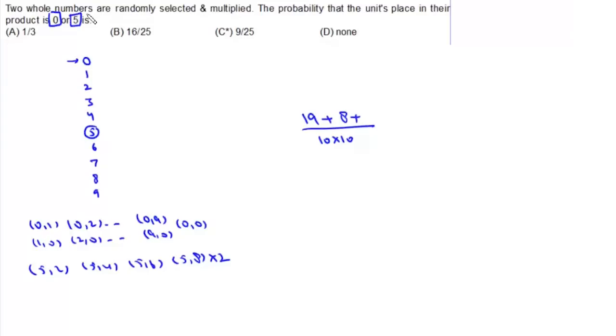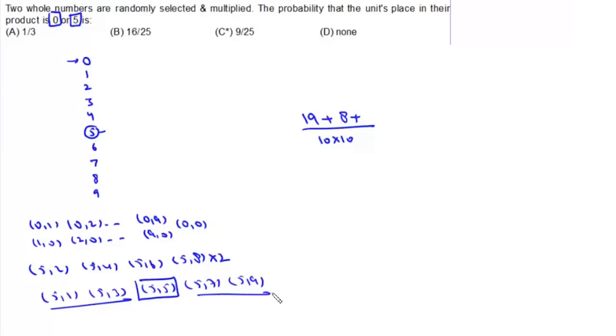It is possible when this 5 gets multiplied with an odd number. So it will be 5 1, 5 3, 5 5, 5 7 and 5 9. Now except for 5 5, these 4 can be reversed. So it will be this 8 plus 1, 9 cases. So total number of ways will be 19 plus 17, 36 by 100, which is 9 by 25, option C.